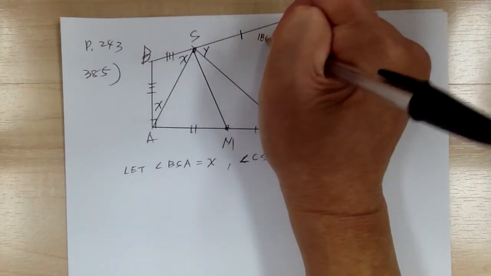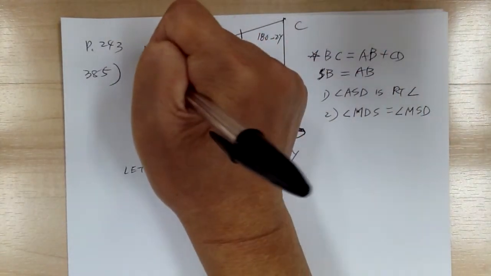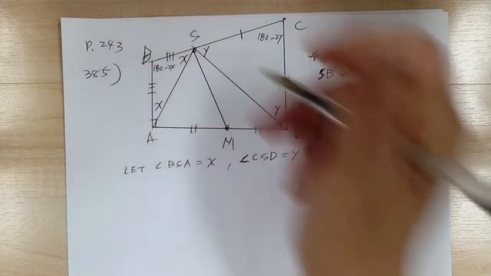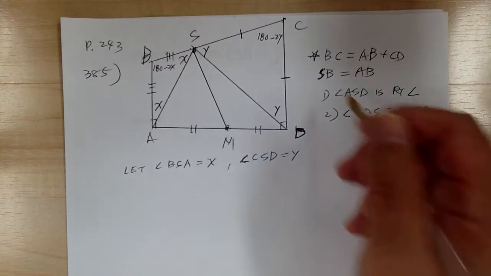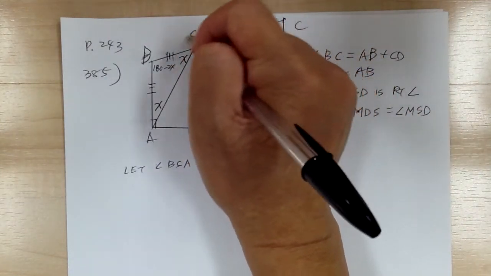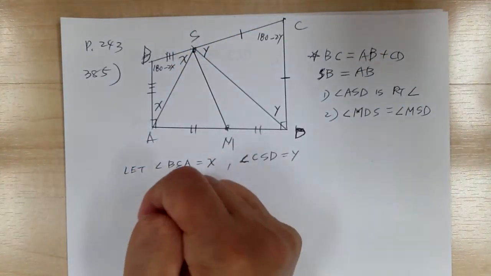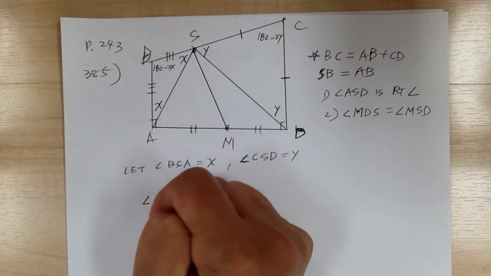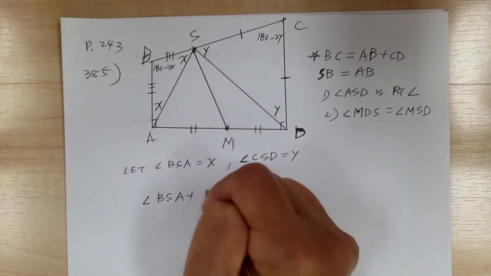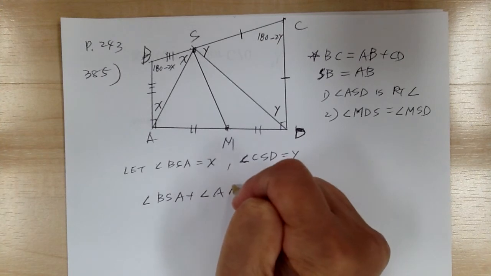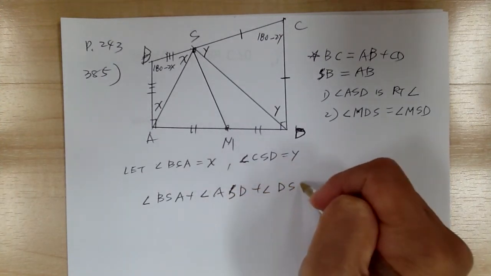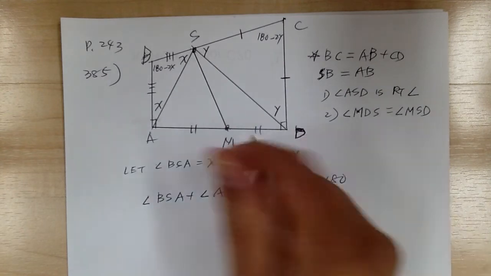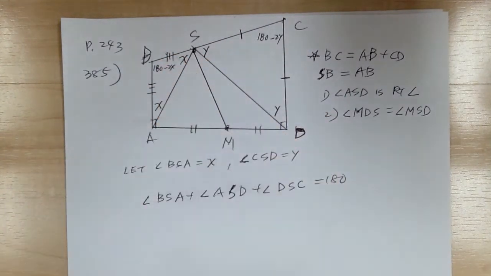This would be 180 minus 2y. This would be 180 minus 2x. Right, because the sum of the three angles has to equal 180. So now we're going to look at this linear angle over here. You got angle BSA plus angle ASD plus angle DSC equal to 180, right? So the three angles add up to 180, okay?